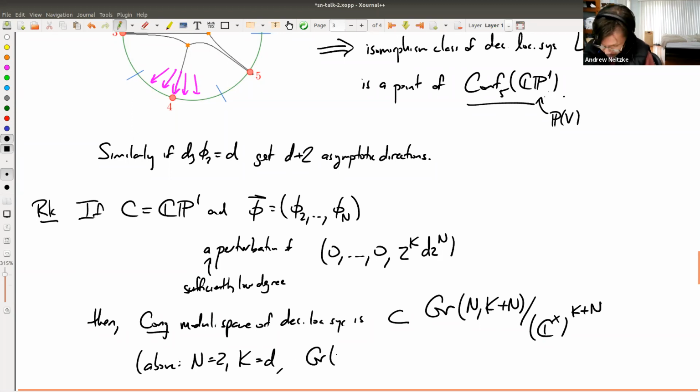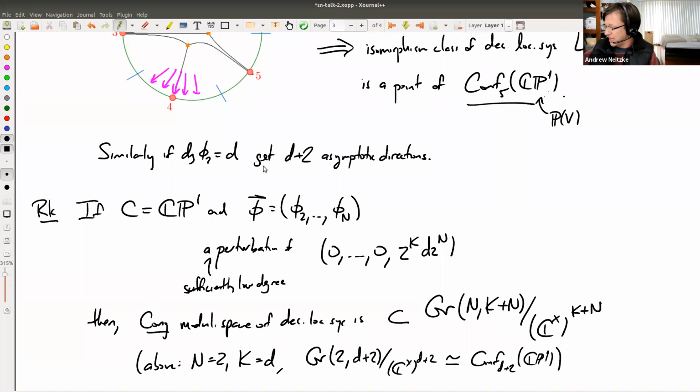So then I'm just saying that the Grassmannian, Gr(2, d plus 2), mod out by rescaling all the lines, that's the same as Conf d plus 2 of CP1. And this conjecture, I've checked this in a few simple cases, like for n equals 3. So the expectation is that you realize, not only configurations of points in CP1, but also Grassmannians in this kind of way. Okay.